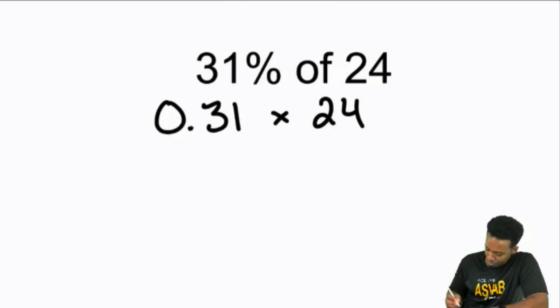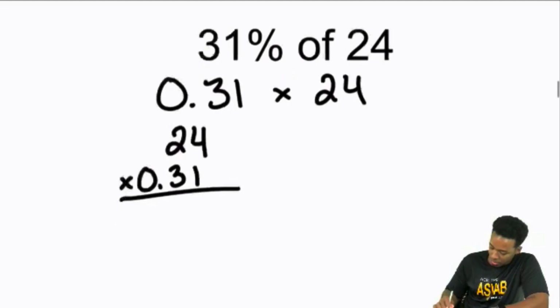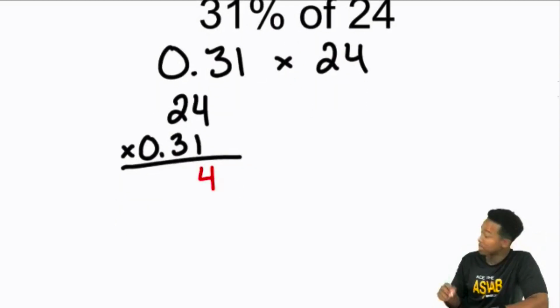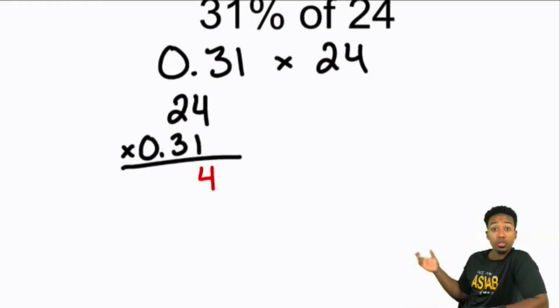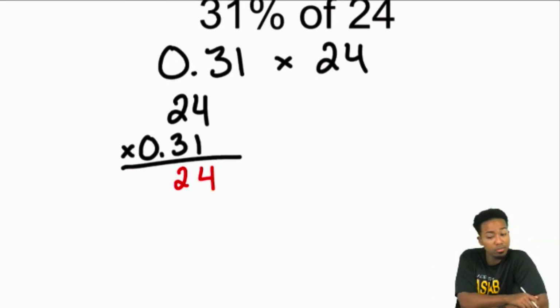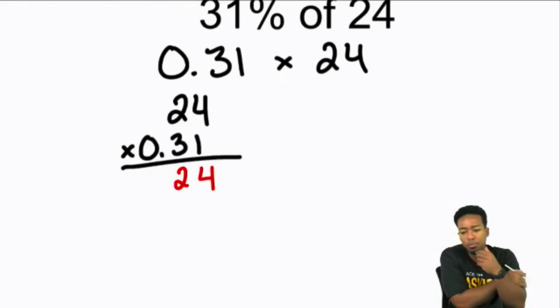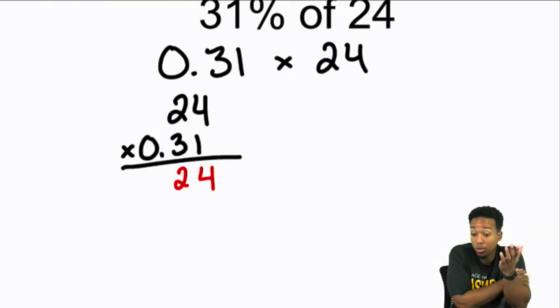So 24 multiplied by 0.31. Let's get it done. 4 times 1, that's going to give us 4. Then the 2 times the 1 will give us 2. So everybody, when we have a second line in multiplication, what do we always have to do? That's right. We place that 0. Who can tell me why we actually place a 0? Because again, we all know how to do it, but why? Why do we drop a 0? Who knows?